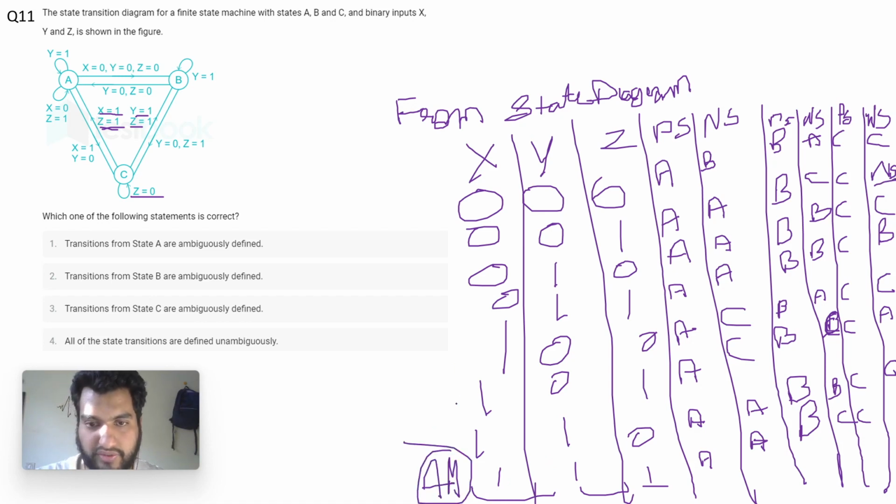Here this was not specified, here we have ambiguity based on this condition because we have x equal to 1 and z equal to 1, it is going to A, and y equal to 1, z equal to 1, it will be going to B. So we don't know where to go. So here we have ambiguity. So the transitions from state C are ambiguously defined.